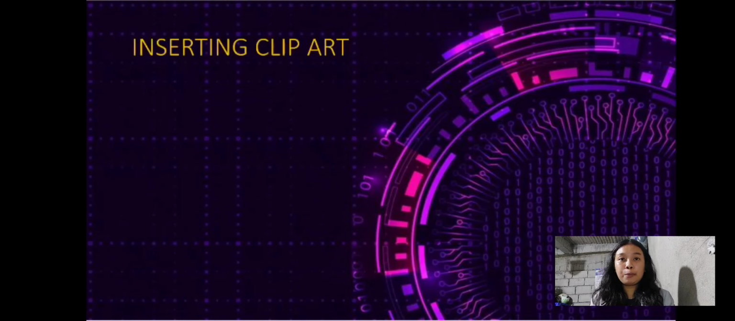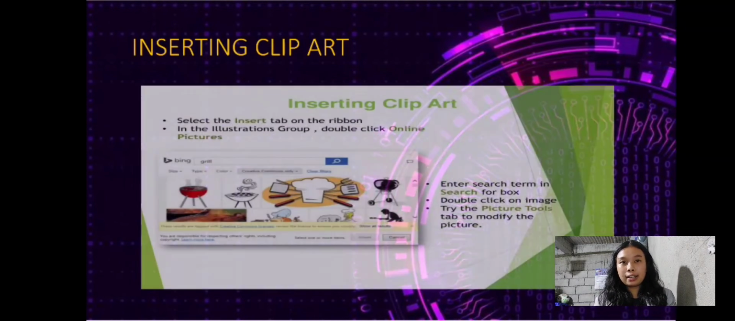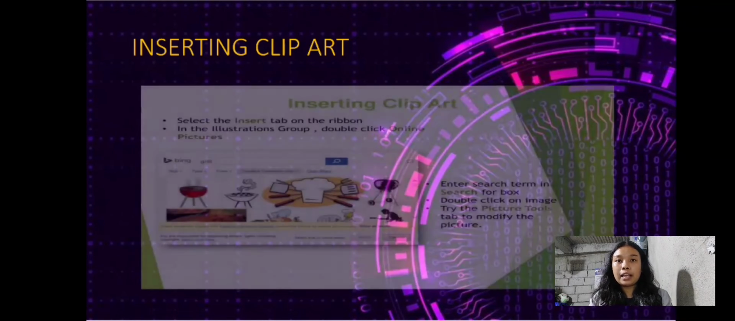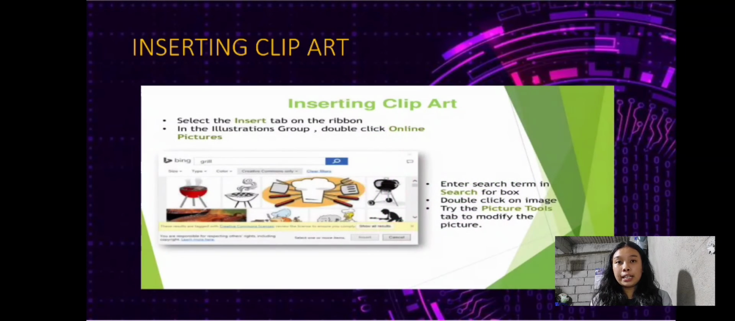Here in inserting clip art, select the Insert tab on the ribbon in the illustration group. Double click Online Pictures, enter a search term in the search for box. Double click on the image. Try the Picture Tools tab to modify the picture. Clip art refers to a graphic or a picture that you can insert in your own document. It comes in different formats and styles. It is used to enhance the appearance of the document.